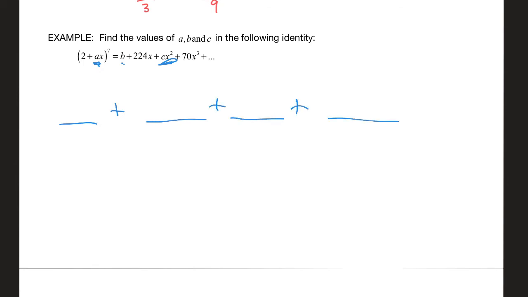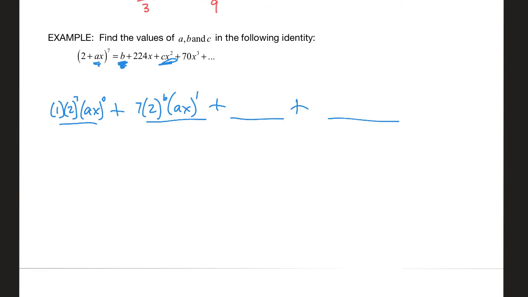So first term is always going to have a coefficient of 1. I'm going to have 2 raised to the 7th, and then ax to the 0. This next one will have a coefficient of 7, 2 raised to the 6th, and ax to the 1st. Okay, let me simplify that, because I think that might help. Actually, I need this one.